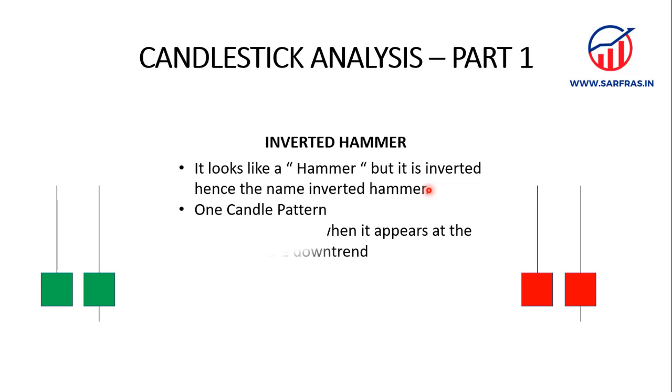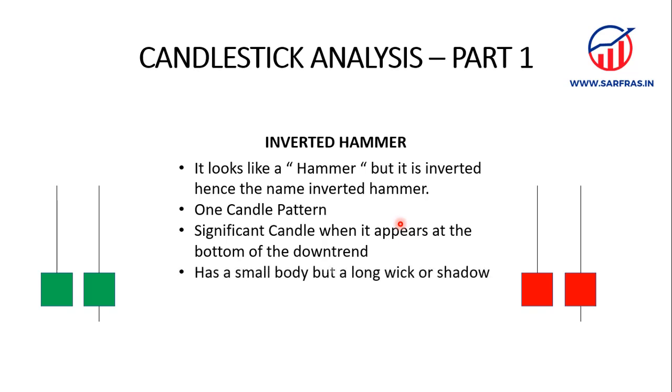Again, it's a one candle pattern, and it again has significance when it appears at the bottom of the downtrend. Supposing you're finding it confusing between the hammer, the hanging man, and the inverted hammer: the hammer as well as the inverted hammer both have significance at the bottom of the downtrend, and the hanging man has significance at the top of the uptrend, sorry.